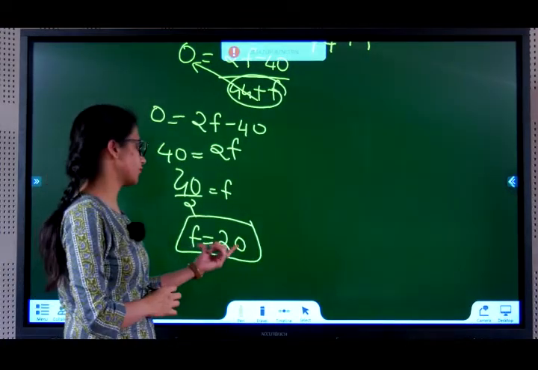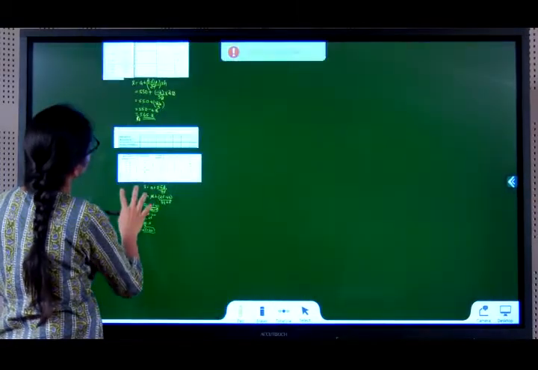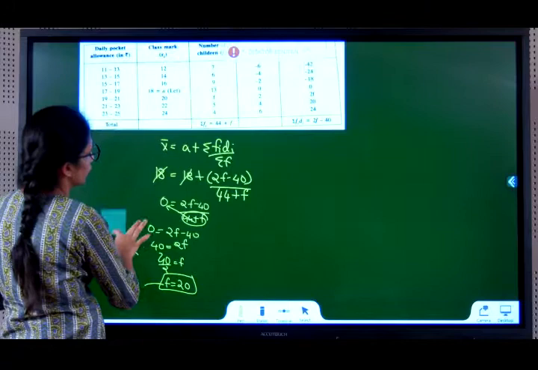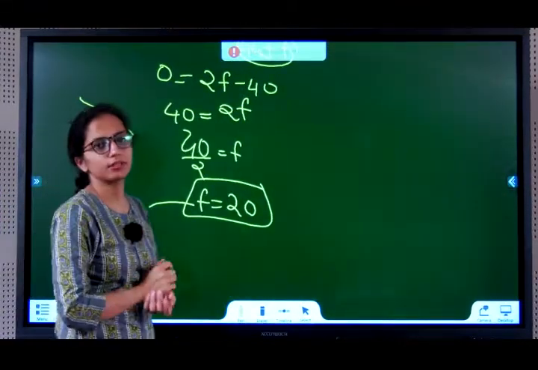Does frequency have a unit? No, because here we are talking about the number of children. So it is 20 children. Okay, or the f value is 20.